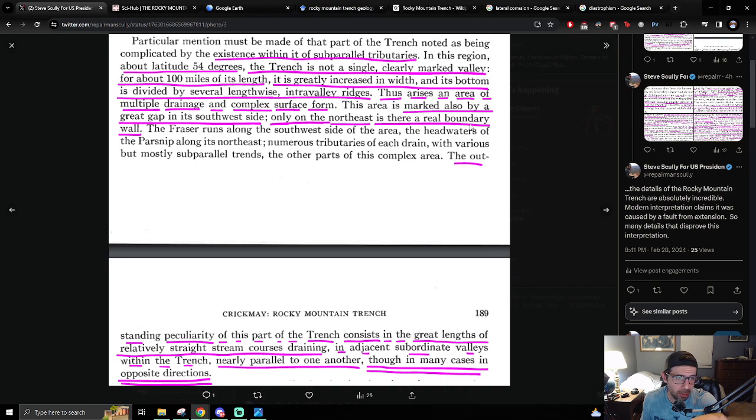Only on the northeast is there a rail boundary wall. The outstanding peculiarity of this part of the trench consists in the great lengths of relatively straight stream courses draining in adjacent subordinate valleys within the trench, nearly parallel to one another, though in many cases in opposite directions.